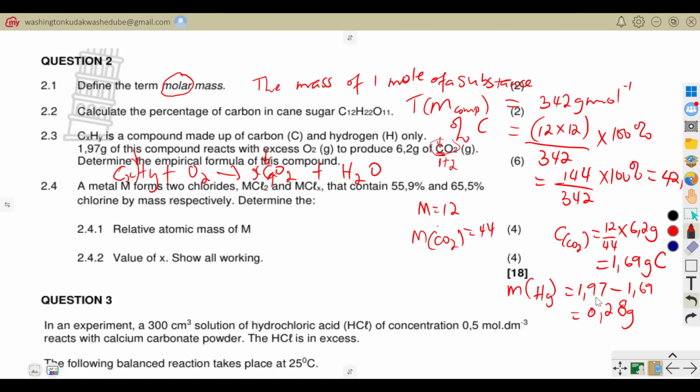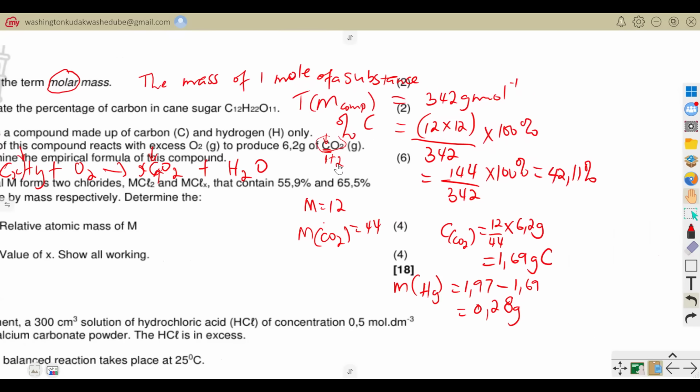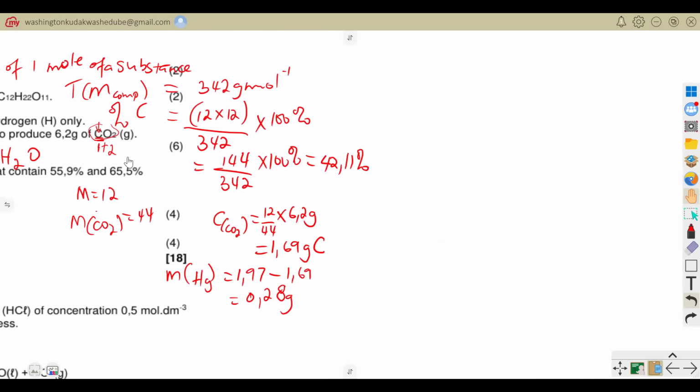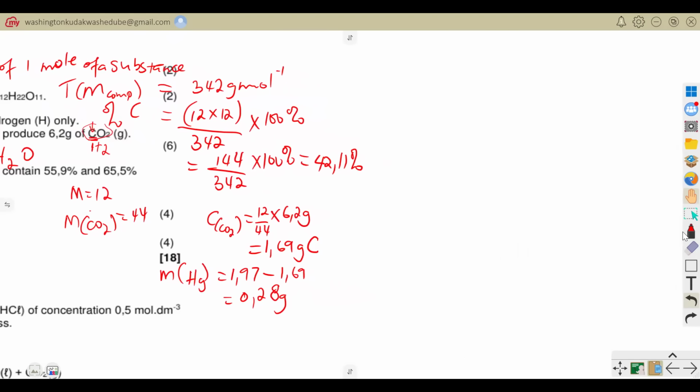Now I have got the mass of hydrogen which is in this, and I now have got the mass of carbon which is here. If that is the case, now I need to find the simplest mole ratio of these two. How do I do that? I usually advise that we use a table. So now we have the mass of hydrogen. Let me draw a table that we're just going to use there.